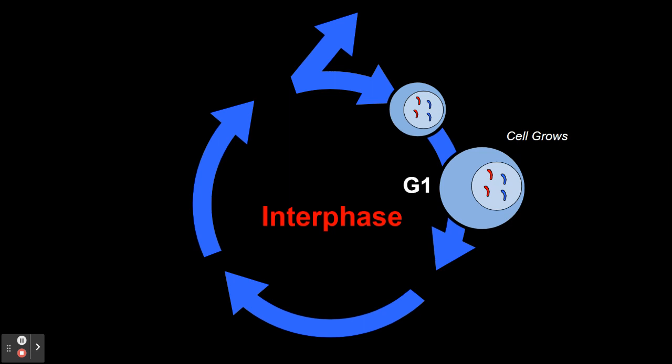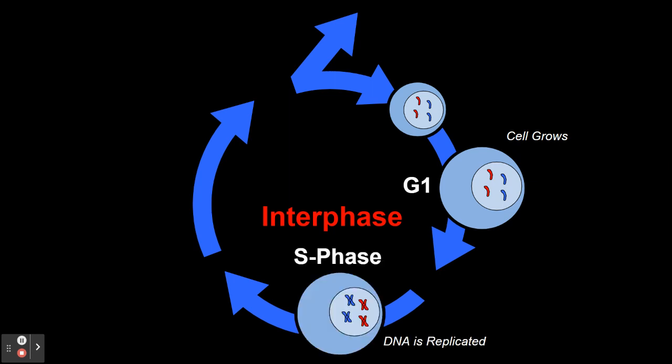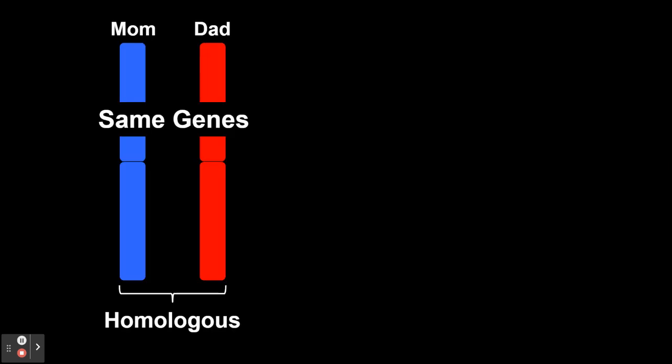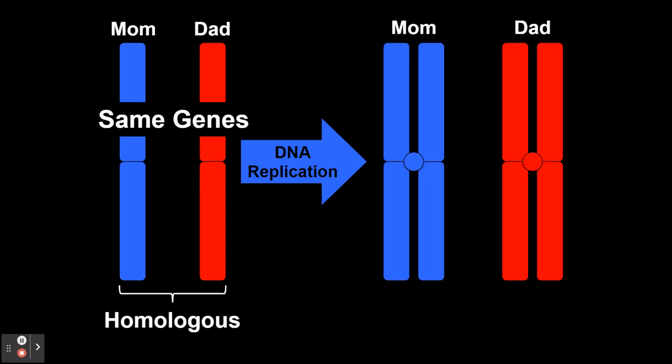Once it decides to divide again, it'll go into S phase, where the DNA is going to be replicated. So we're going to take each of those homologous chromosomes and double the DNA so that now they are replicated chromosomes, each made of two sister chromatids, which again are exactly the same.